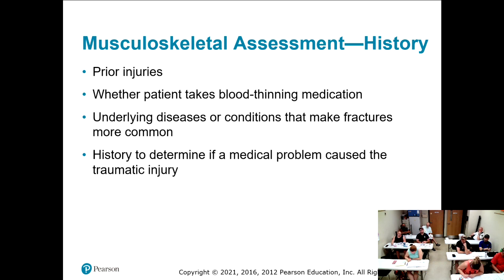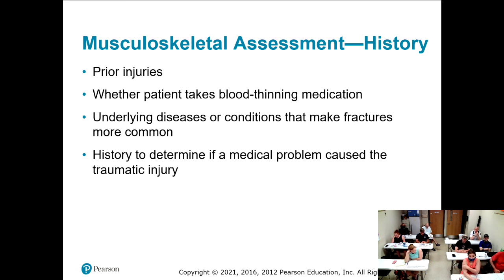Do they take blood thinning medications? Patients like these, because of the sedentary lifestyle, are very likely to develop DVTs and pulmonary embolism, so they're typically on blood thinners. Common blood thinners you might see are warfarin or Coumadin, Xarelto, and which one am I forgetting? There's a third one. Eliquis. Those are the three common ones that you'll see. Patients will say aspirin. Aspirin is not considered a blood thinning medication.